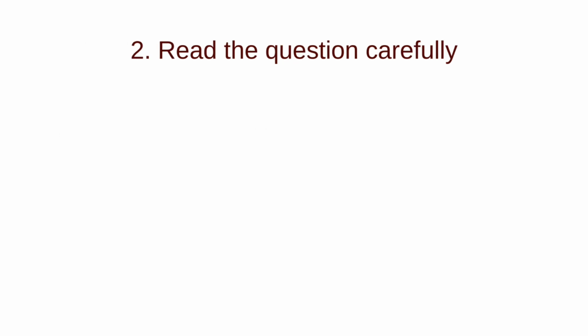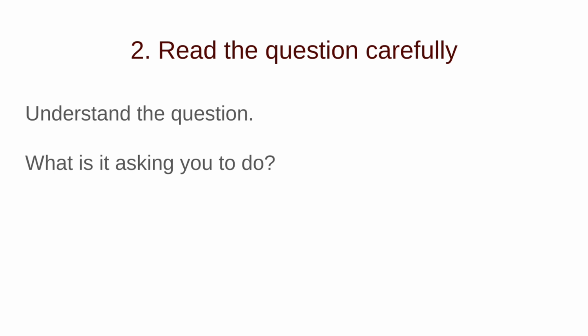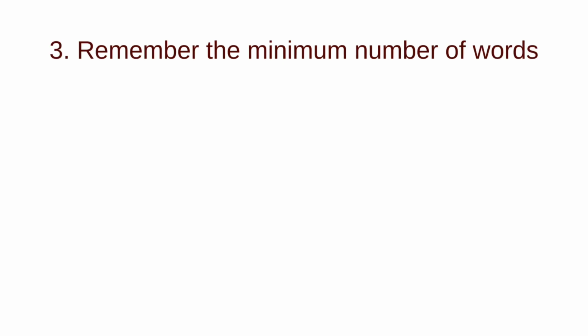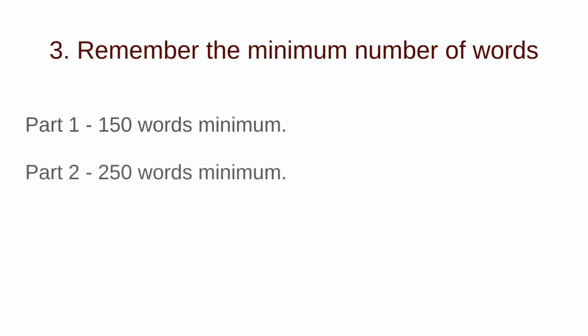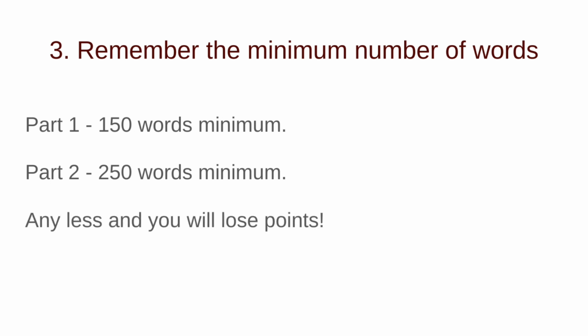Tip number 2. Read the question carefully. Make sure you understand the question, what it is asking you to do, and that you answer all parts of the question. Tip number 3. Remember the minimum number of words required. You must write a minimum of 150 words for part 1 and 250 words for part 2. If you write fewer words, you will lose points.